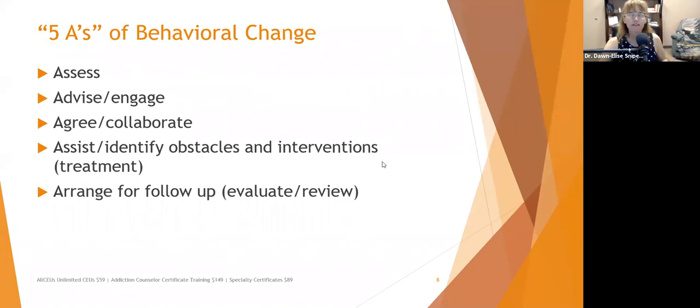The 5 A's of behavioral change. Assess what they know, what their motivation is to accomplish this goal. Advise and engage. Advise them on ways they might be able to change that behavior, things they might be able to do, and how to enhance motivation. Agree or collaborate. I don't like the word agree, but it's the only A they came up with. Collaborate with the clients, validate what they're feeling, and collaborate on developing a strategy and preventing any relapse. Assist them in identifying obstacles and interventions that they're willing to implement, and arrange for follow-up.